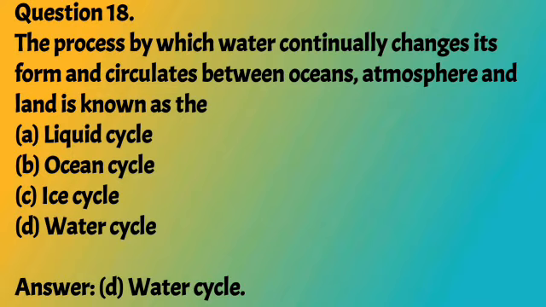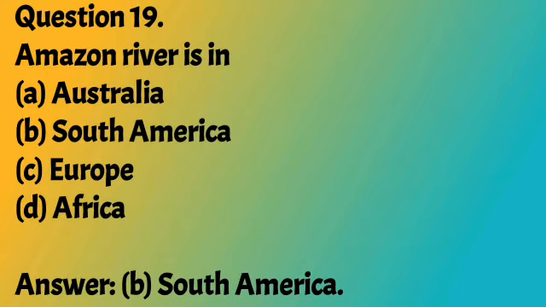Question 18. The process by which water continually changes its form and circulates between oceans, atmosphere and land is known as the A. Liquid cycle, B. Ocean cycle, C. Ice cycle, D. Water cycle. Answer D. Water cycle.